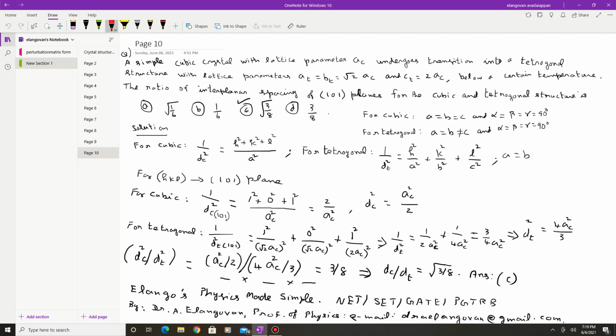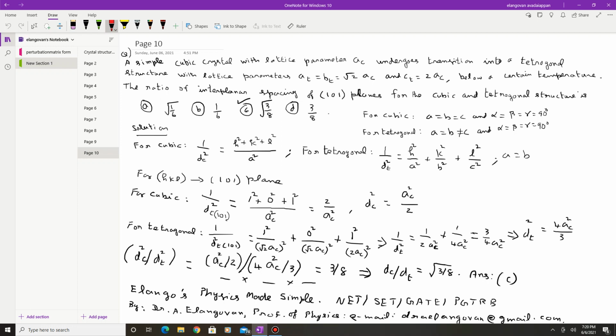The next problem is: a simple cubic crystal with lattice parameter A suffix C undergoes transition into a tetragonal structure with lattice parameter A suffix T, which is equal to B suffix T, which is equal to root 2 times A suffix C, and C suffix T is equal to 2 times A suffix C below a certain temperature. The ratio of interplanar spacing of 101 planes for the cubic and tetragonal structure is. So there are four options given. The suffix C represents the cubical system, suffix T represents the tetragonal system.